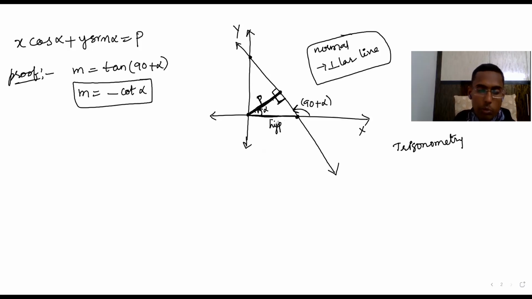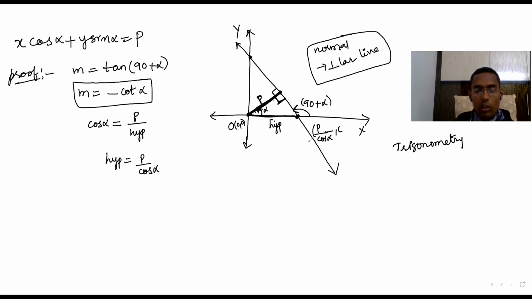So adjacent to alpha and hypotenuse: what is the ratio that gives the relation between hypotenuse and the side adjacent to alpha? Cos alpha, right? Cos alpha equals P by hypotenuse. So the hypotenuse equals P by cos alpha. Therefore, this point is (P by cos alpha, 0).